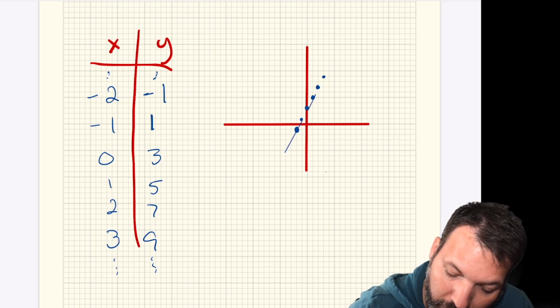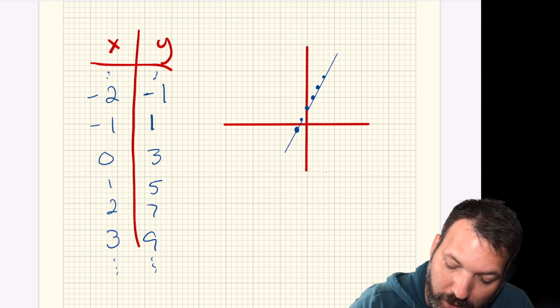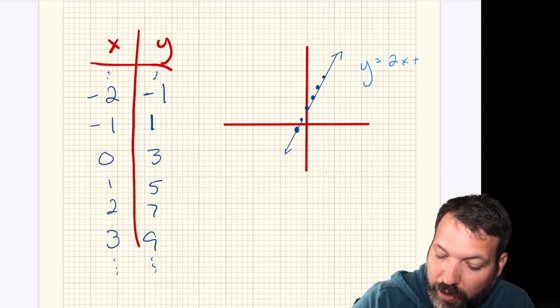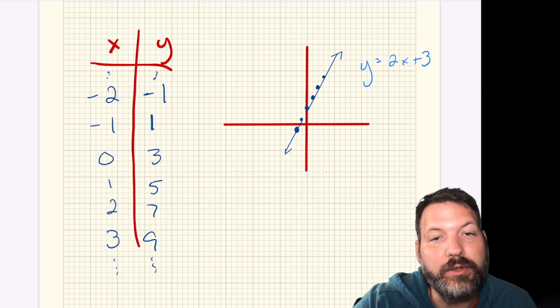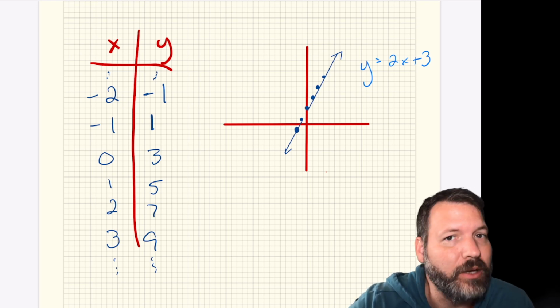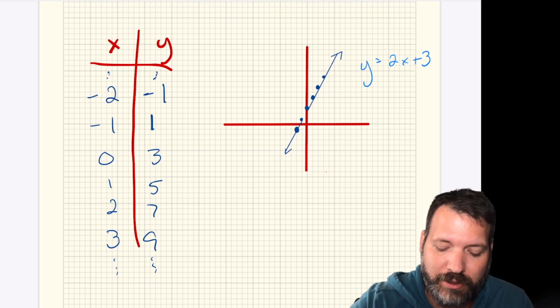Let's draw a line passing through those points. That's pretty good. And so there it is, right? That is the line y equals 2x plus 3, or at least that's the line associated with the equation y equals 2x plus 3. Well, this is fine. Why do we need to introduce some weird thing called function notation to do this same thing?